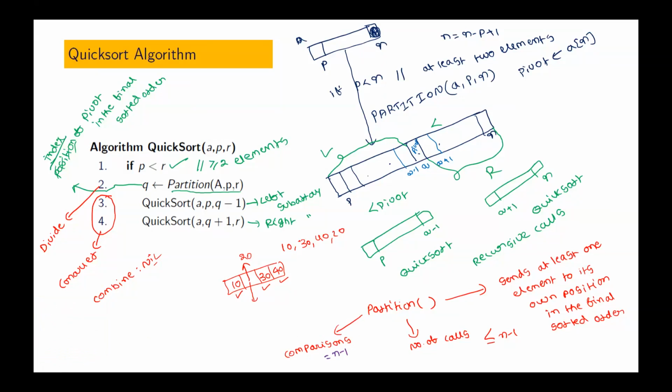Now we just go back to this. Now we try to calculate the time this algorithm takes. At least we know that in the partitioning algorithm, n minus 1 comparisons are performed. That means what is the time it takes? Can we say that it is theta of n?